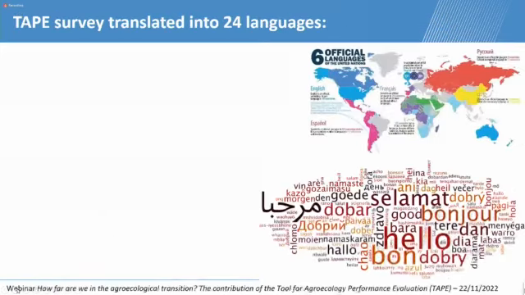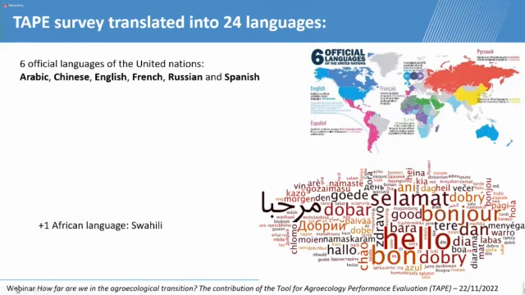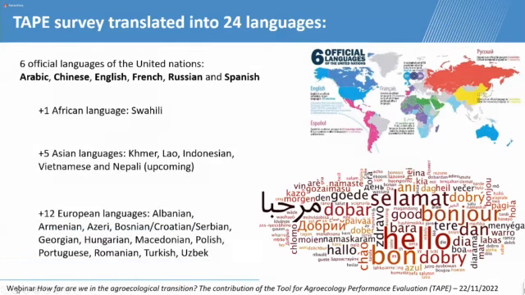So this diversity of countries engenders a diversity of languages. So we have TAPE already available in 24 languages, not only the 6 official languages of the United Nations, so Arabic, Chinese, English, French, Russian, and Spanish, but also 1 African language, 5 Asian languages, and 12 European languages. So this translation is crucial for appropriation, so the enumerators can appropriate the tool, but also the producers themselves.